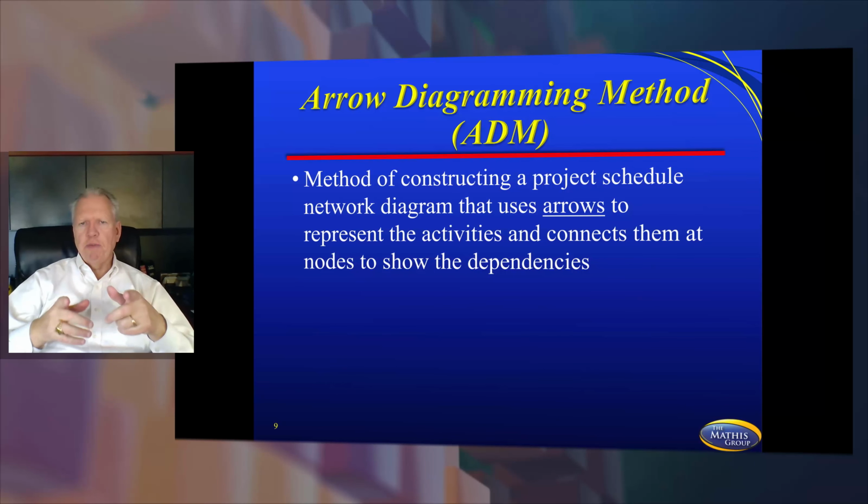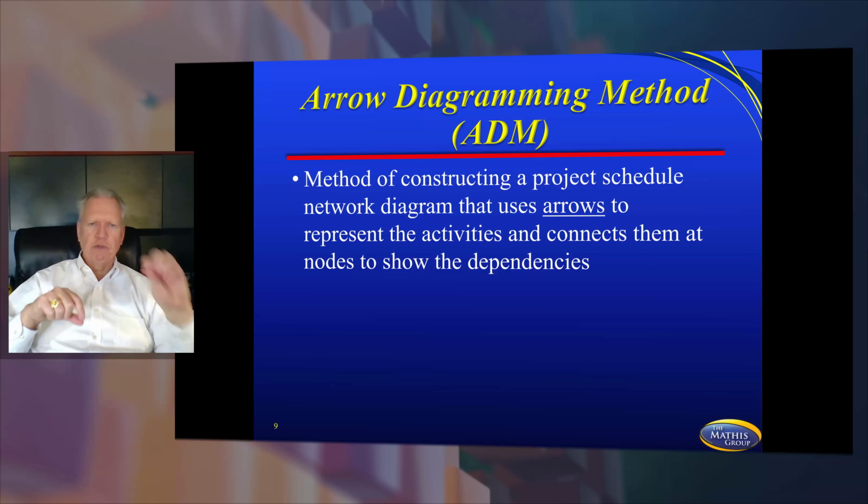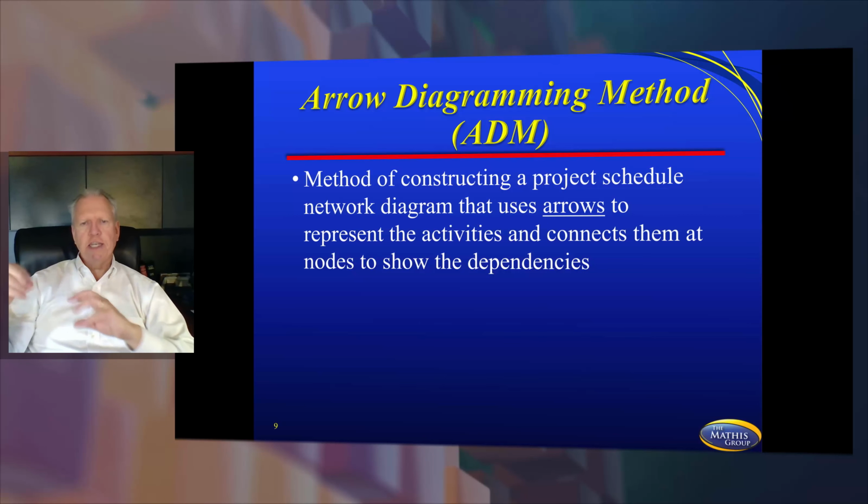Now, an arrow diagramming method that you just saw a moment ago, where the duration is on the arrow, is a method of constructing a project schedule network diagram that uses arrows to represent the activities and connects them at nodes to show the dependencies. Those of you who are taking this for my grad class, you'll notice in your textbook that your author uses this as an example. You'll notice that the duration is not in a box, it's on the arrow, and the textbook uses a circle just to connect the different lines, and that's very common.